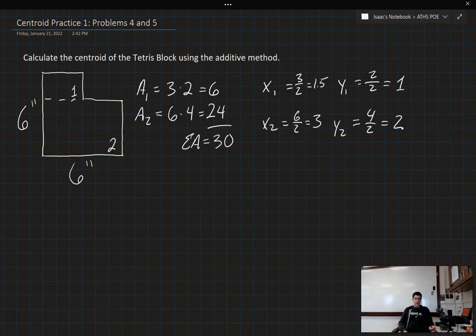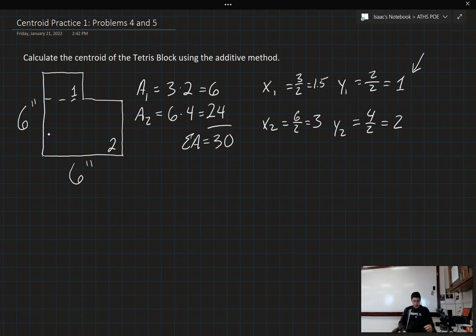Now we do have to fix one number here, and that is going to be this one. See, shape number 2 is on the origin. Remember that the origin is down here in the bottom left corner. That's our 0, 0 point, right? So all of our coordinates are with respect to the origin except for one.